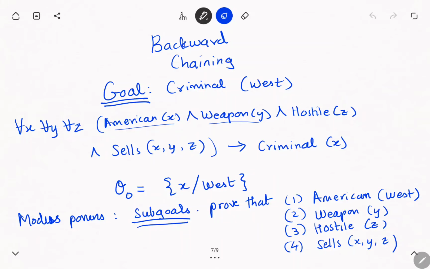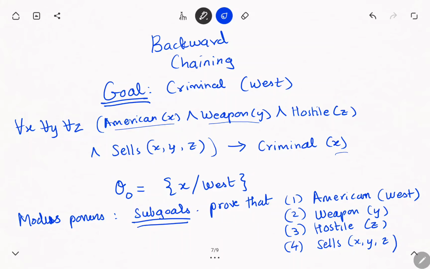So now the only substitution that makes sense for this is substituting x as West. Only then we can reach our goal. So we substitute x with West. That gives us sub goals. That means if I want to prove that Criminal(West) is true, I have to prove the left hand side, and this is because of which rule? This is because of modus ponens.